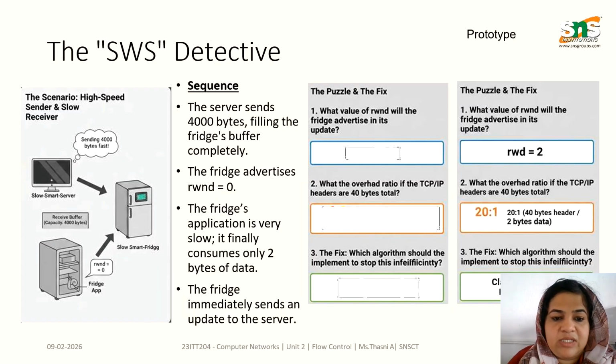As an example, the server sends 4000 bytes, filling the fridge buffer completely. The fridge advertises a window of 0. The fridge application is very slow. It finally consumes only 2 bytes of data. The fridge immediately sends an update to the receiver. This is how it works. It's one of the puzzle games we can see.